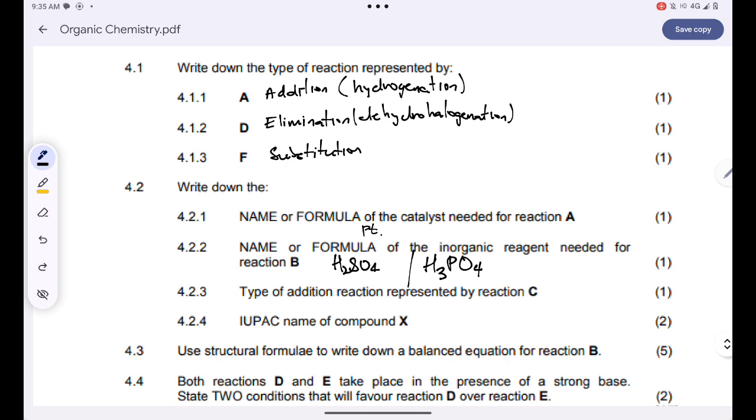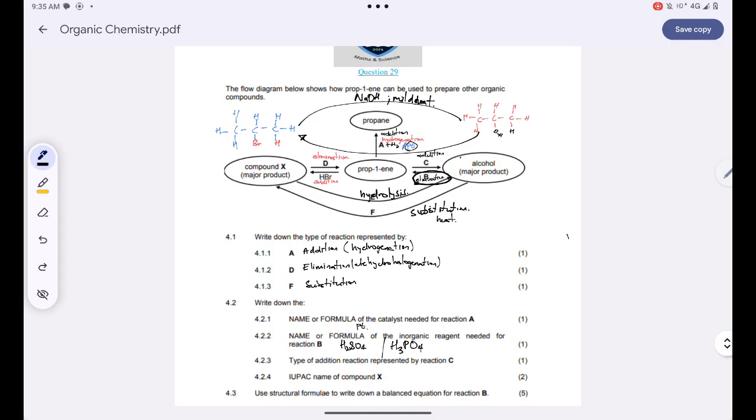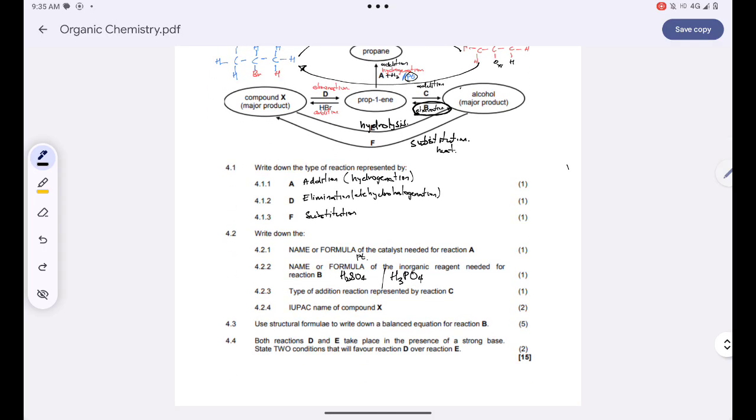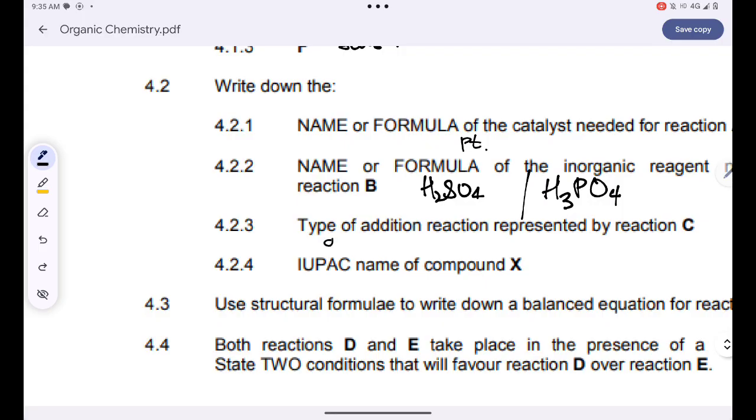Okay, the type of reaction represented by reaction C. Where is reaction C? Reaction C, we are moving from propene to an alcohol. Are you together? The type of reaction represented there is addition. That's addition reaction. And the type of addition reaction is called hydration, because you are adding water to the molecule.